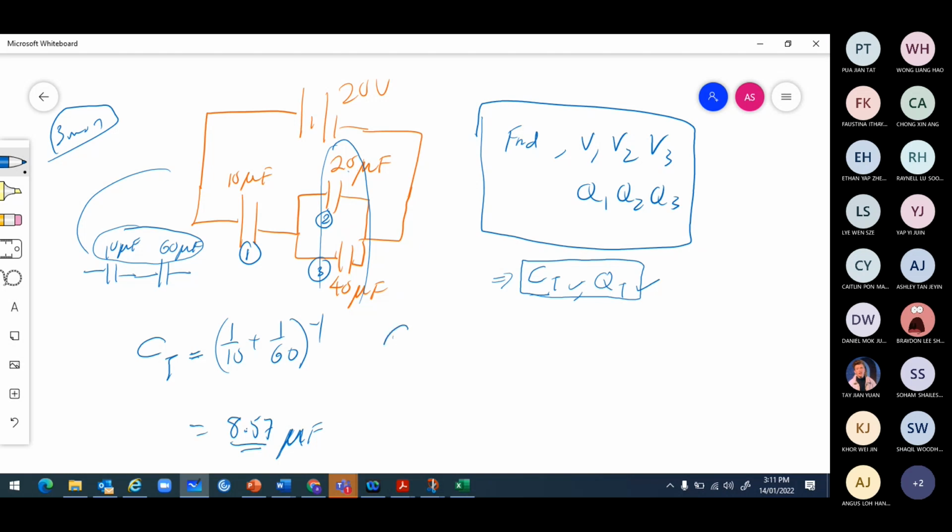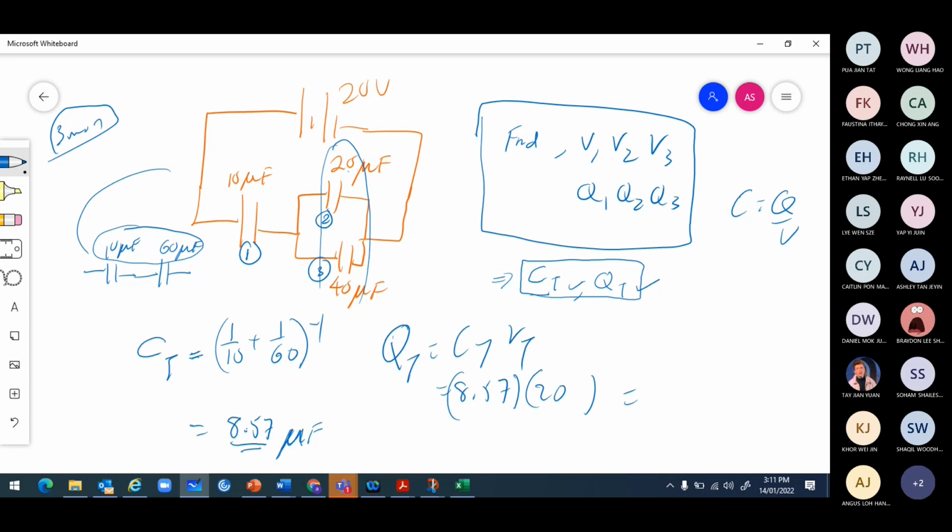So now next, Q total. What is the total charge stored in this circuit? What formula? Capacitance is Q over V, so Q equals C V. So Q total is C total times V total. C total is 8.57 microfarad, we leave it as microfarad. The total voltage is how much? 20.